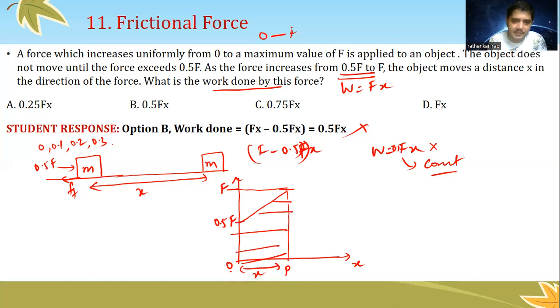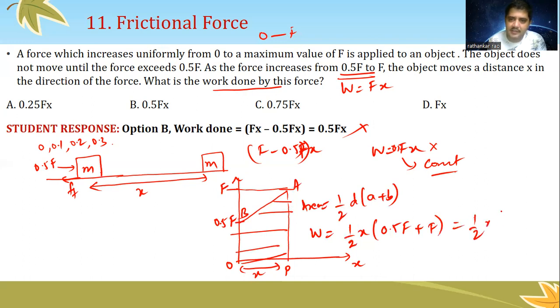This looks like a trapezium. Let us say this is O, P, this is A, this is B. What is the area of the trapezium? Area of the trapezium is half D into A plus B. This area should give you the work done. D is x, the distance between the two parallels. A is the length of this parallel, B is the length of the other parallel. So A is 0.5 F plus B is F, which should be equal to half x into 1.5 F, which is 0.75 times Fx. Wonderful, right? This is the answer.